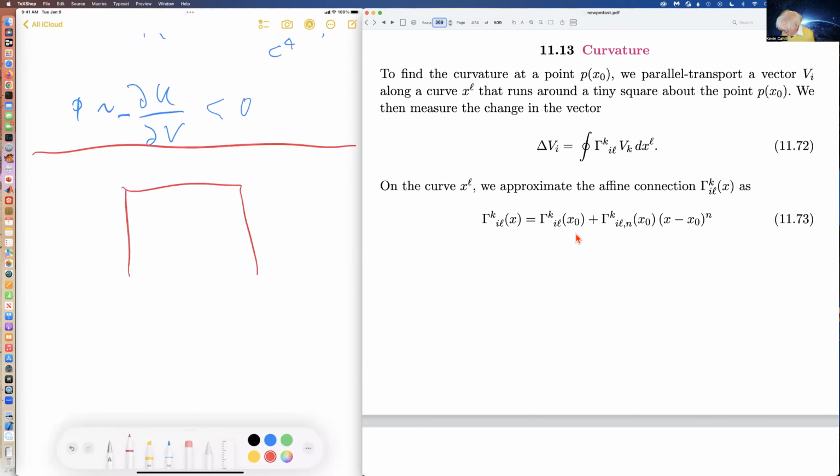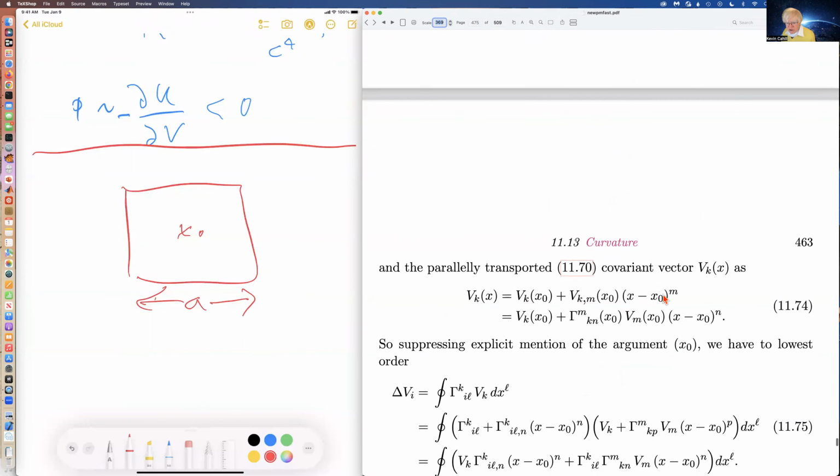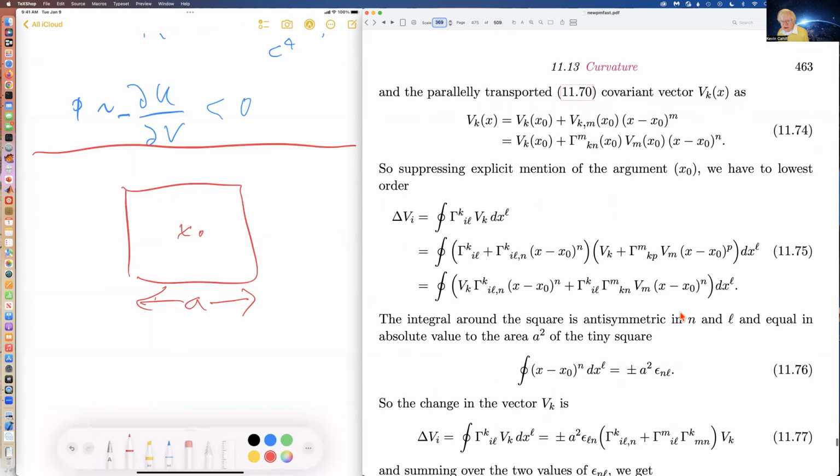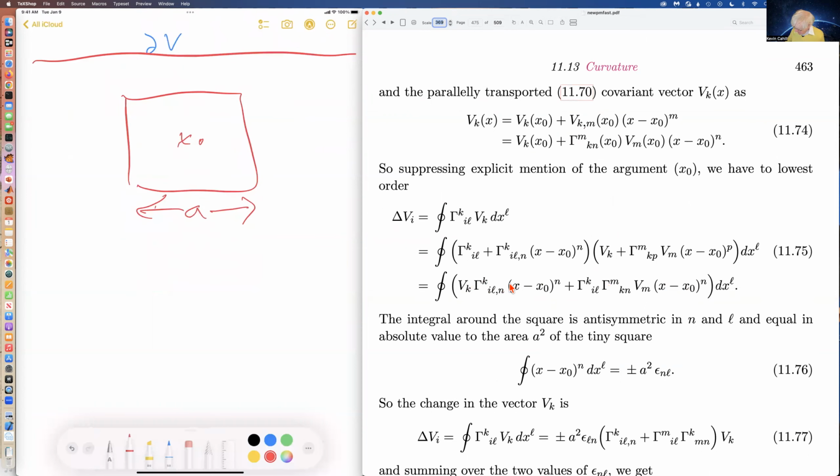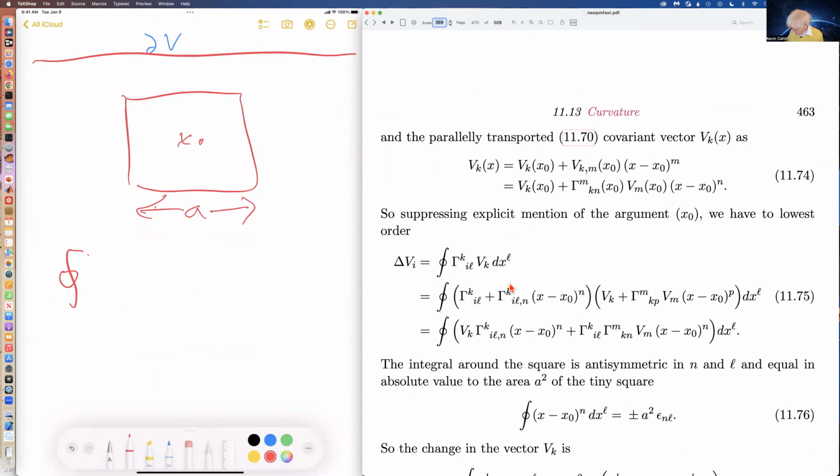So in other words, we're going around a little square here. Here's x0, and it's of size A. And so we expand the Christoffel symbol in terms of its derivatives and the covariant vector in terms of its derivatives, and we multiply the thing out, and we keep only terms linear in x minus x0. The zeroth term would be just the integral here of a constant times dxl. Well, that's identically zero, because if you go around a closed loop, you get back to the same point.